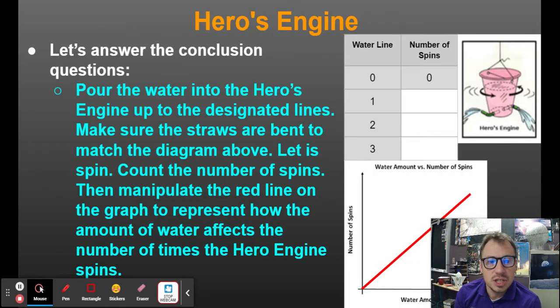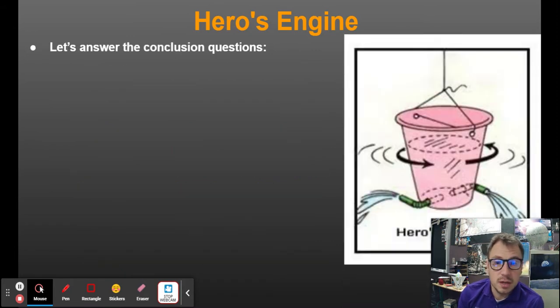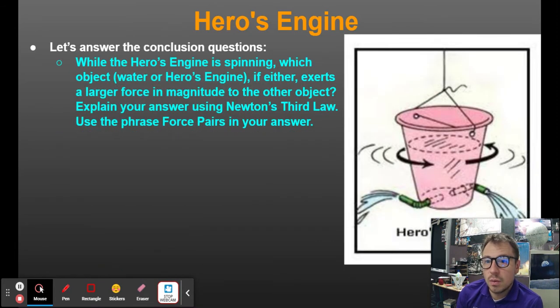So if we look at the Hero's engine and you pour water into the Hero's engine, it's going to spin. Now you fill it up even more, and the water amount, and it's going to spin more times. So while the Hero's engine is spinning, which object, water or the Hero's engine, if either, exerts a larger force in magnitude to the other object? Explain your answer using Newton's third law. Use the phrase force pair.